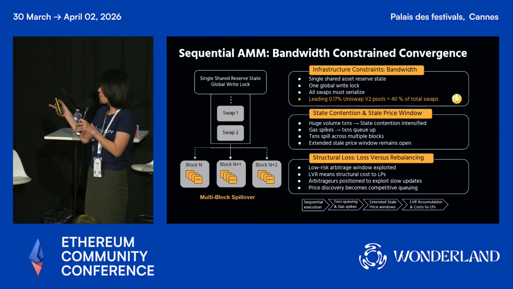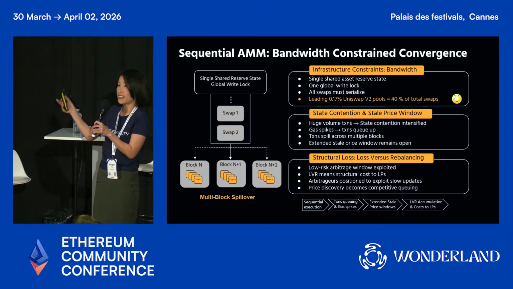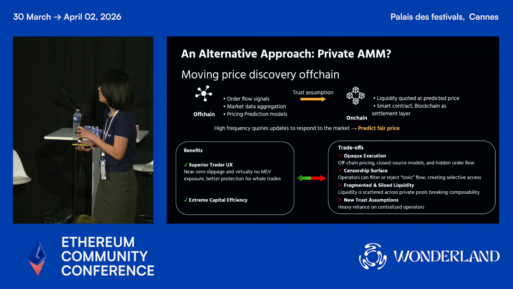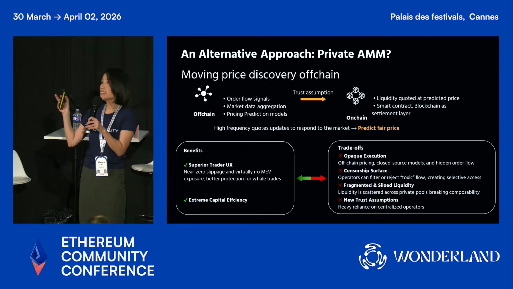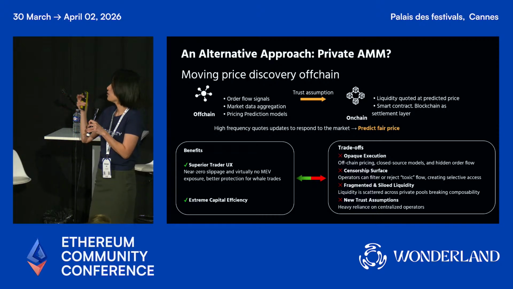So price discovery becomes a very competitive queuing, in this case, on Uniswap. Seeing this bottleneck, the market has its own alternative approach: the private AMM.